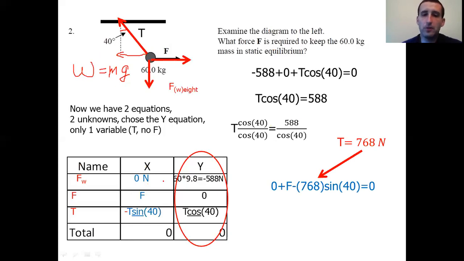And we'll have the value of t, so f will be the only unknown. So we got 0 plus f minus t sine of 40, but our t value is now 768. Plug that in, bring the negative part to the other side. So now we have f equals 768 sine 40, and f is 493 newtons.